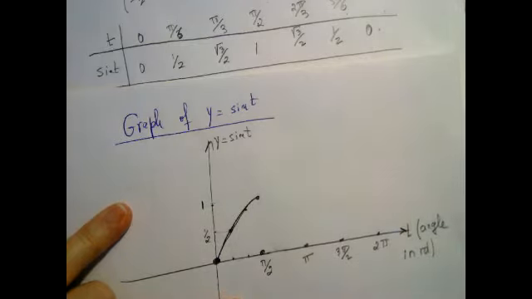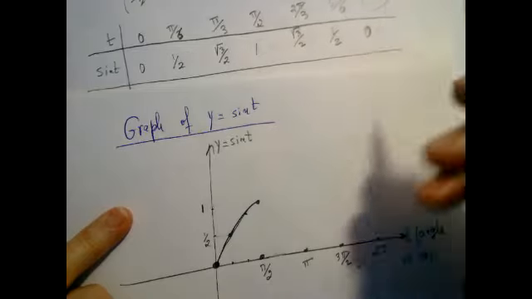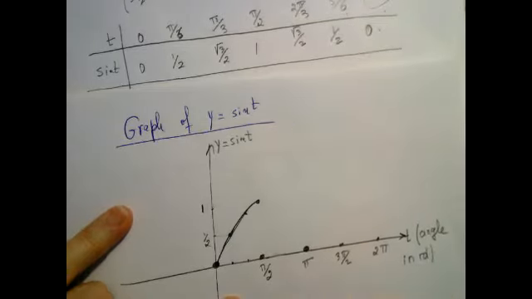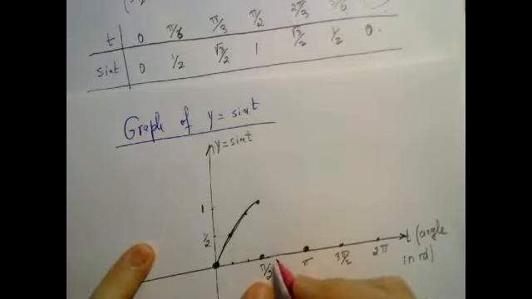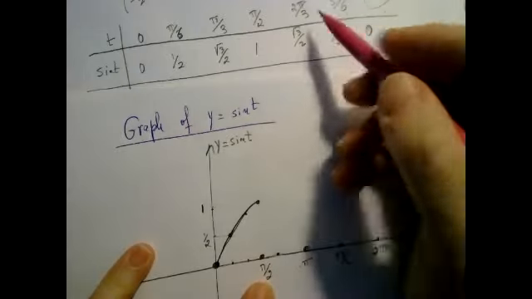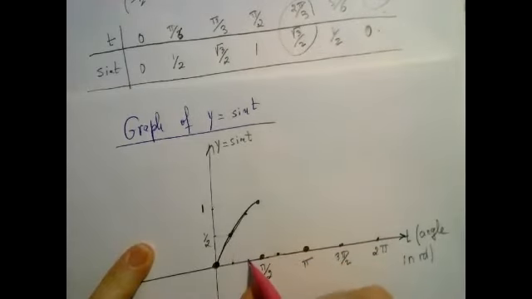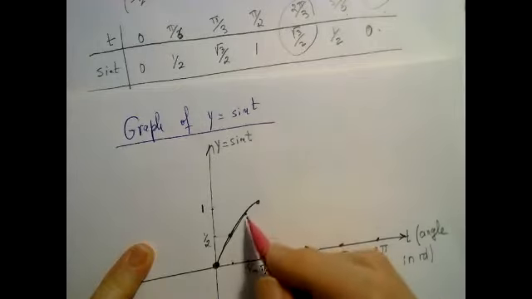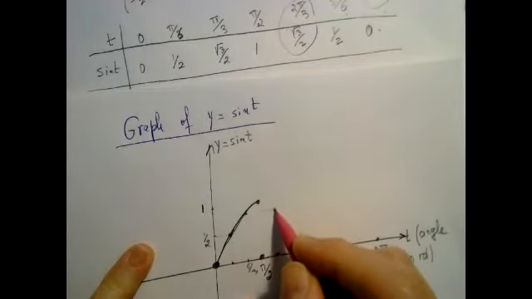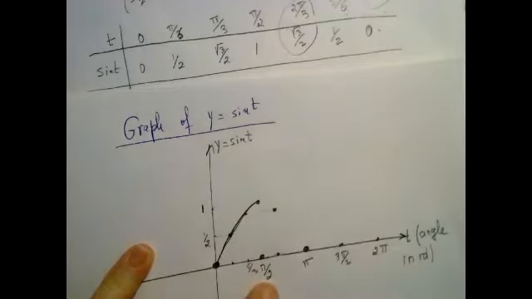Okay, and then what's happening? At pi, the sine takes value 0. But then when I took 2 pi over 3, the output at 2 pi over 3 is the same as the output at pi over 3. So it's going to be basically a total symmetry in the graph. So this is 2 pi over 3.